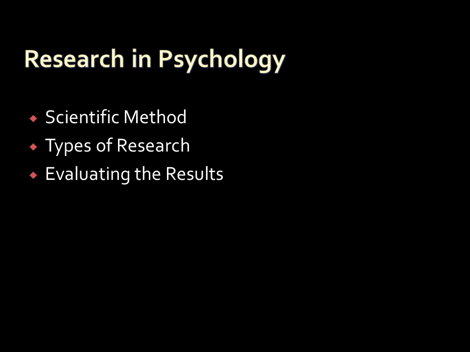This set of videos is about research in psychology. It's appropriate for students in introductory psychology courses. We're going to cover the scientific method and how it's used in psychology. We'll look at different types of research that psychologists use, such as correlational studies, experiments, and so on. And we'll spend some time talking about how you evaluate the results of some psychological research.